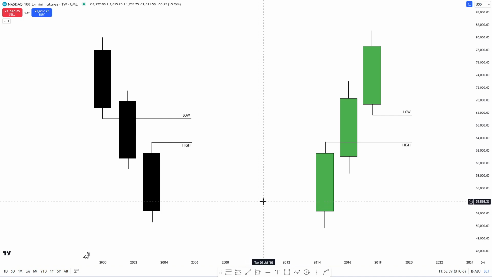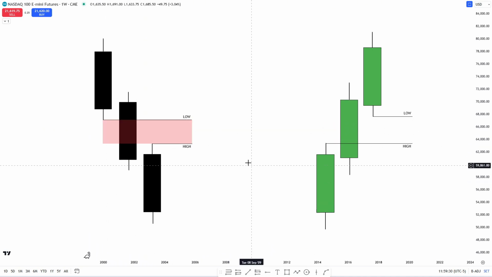So first off, let's define what a fair value gap is. A fair value gap is simply a three candle pattern. So here on the left hand side, we have candle number 1, candle number 2, and candle number 3. A fair value gap is where the low of candle number 1 does not overlap with the high of candle number 3. You can see a separation between the wicks, and this is your fair value gap.